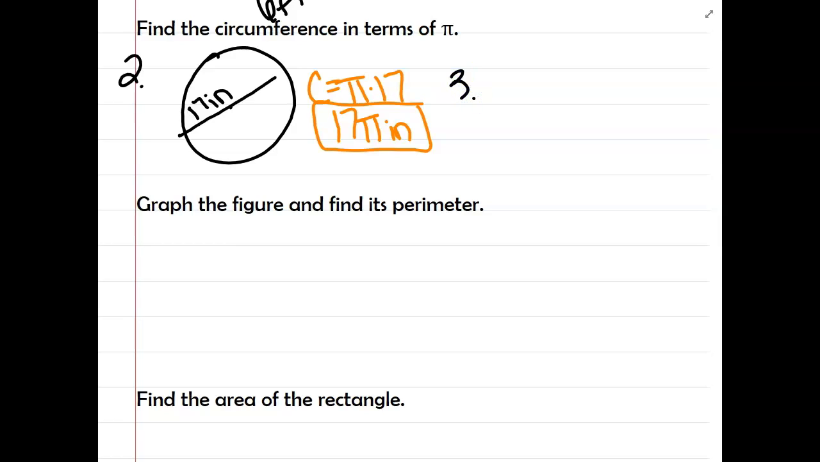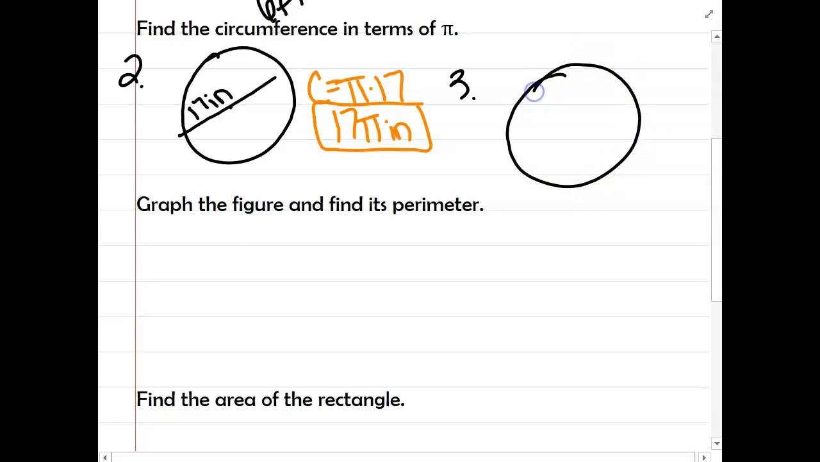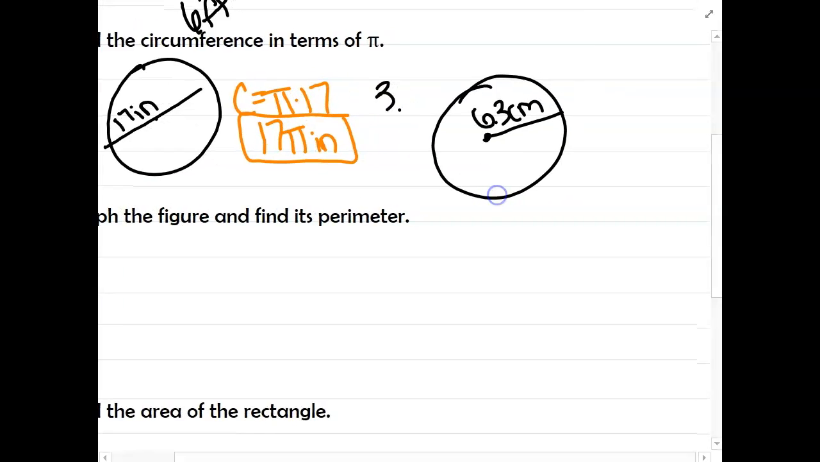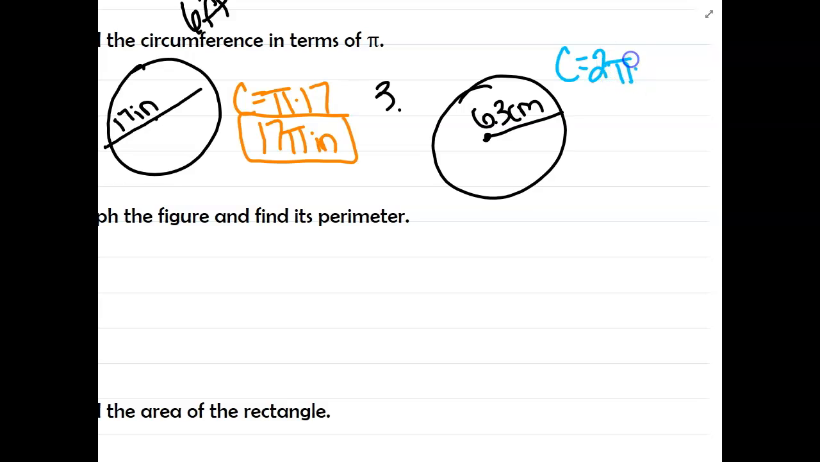Okay. Number 3, what about for this circle? This time they give you that distance is 6.3 centimeters. What's different about this one? They gave you the radius. So this time, to find the circumference, we're going to take 2 pi r. Okay? So 2 times pi times r, which is 6.3.